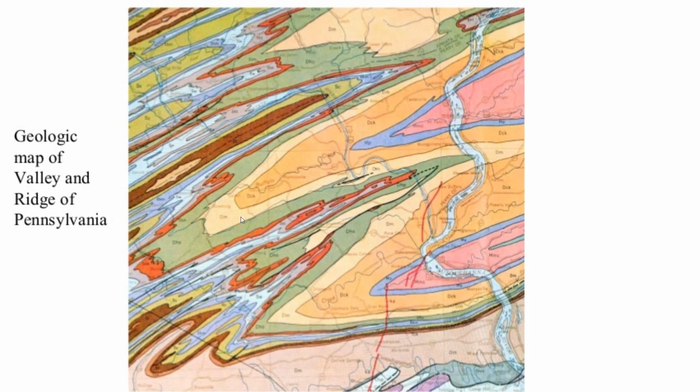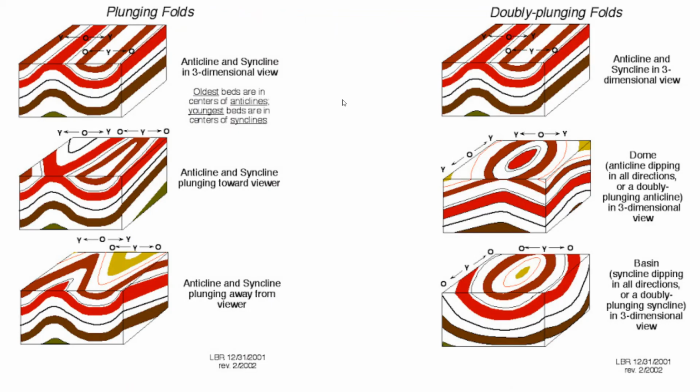This is a geologic map of the Valley Range of Pennsylvania. Again, it's the same Appalachian Mountains we have here. So you get this striping that's pretty typical of a folded mountain belt. But in this case, the folds are plunging in and plunging out of the ground, and you get these kind of things that look like the points of arrows as a result of that.